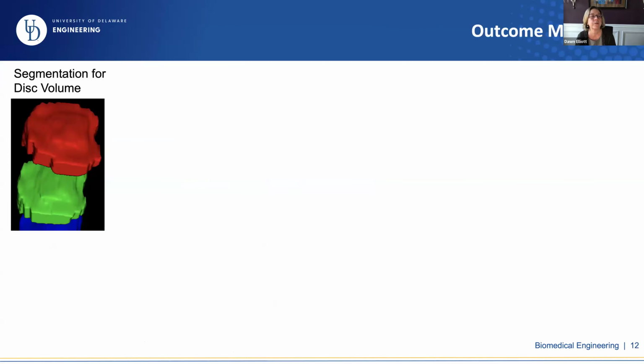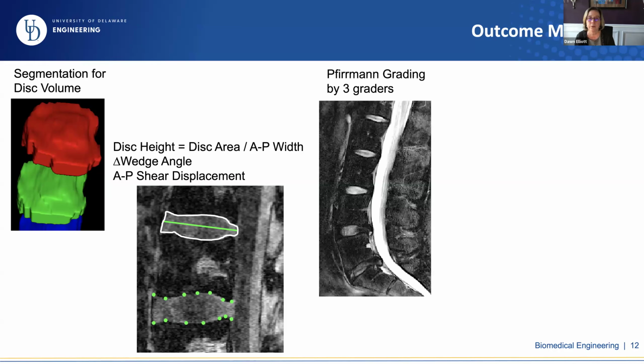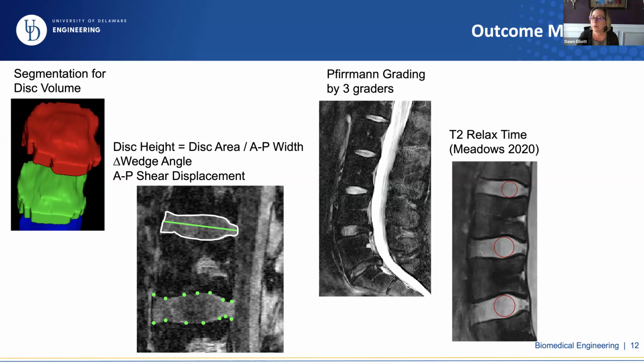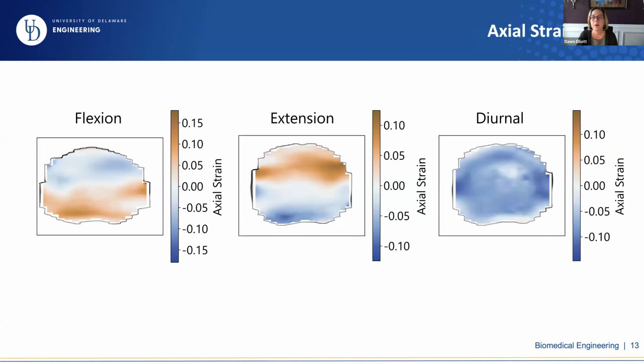So the outcome measures for this study are, first, we segment the disc to get volume. And then from a T1 weighted FLASH image, we see good boundaries of the disc. So from that, we quantify the disc height, the wedge angle of each disc, and the AP shear displacement of each disc. We use the standard Pfirrmann grading. We get a consensus grade between 3 graders. We do T2 relaxation time in the nucleus pulposus. And finally, we get the overall Cobb angle from L1 to S1. Also measure axial strain that I talked about in the cadaver.